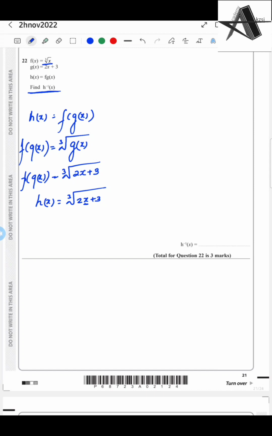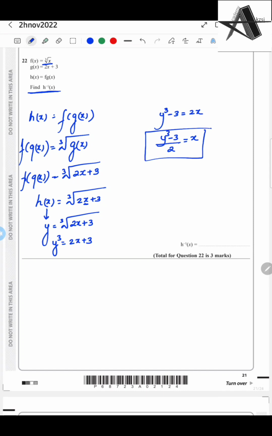So first thing is to calculate the inverse. Let me replace h of x with y. This is the cube root of 2x plus 3, and now I need to make x the subject. For that, cubing both sides, I'll get y cubed equals 2x plus 3. Moving 3 to the left hand side, y cubed minus 3 equals 2x. Divide both sides by 2. y cubed minus 3 over 2 equals x.